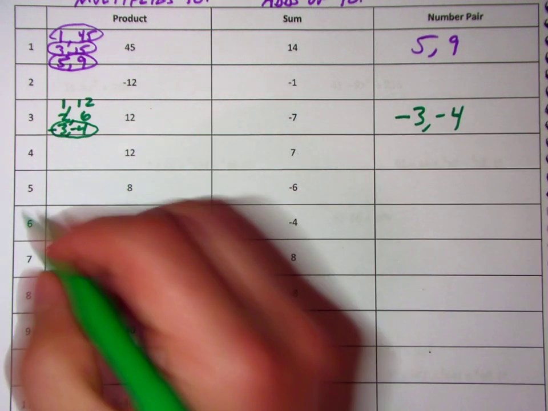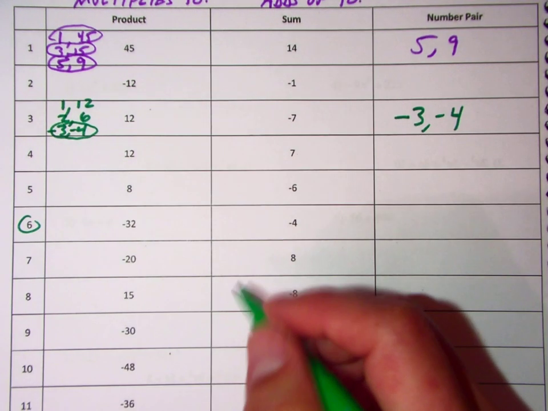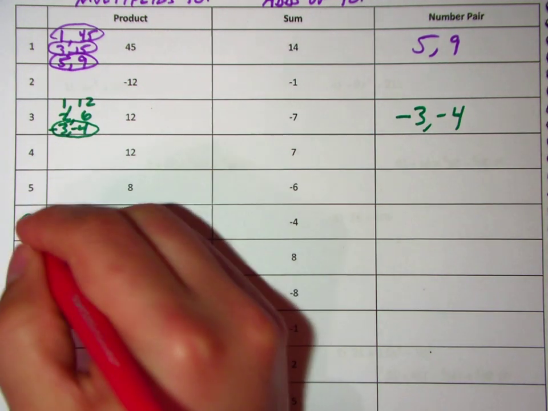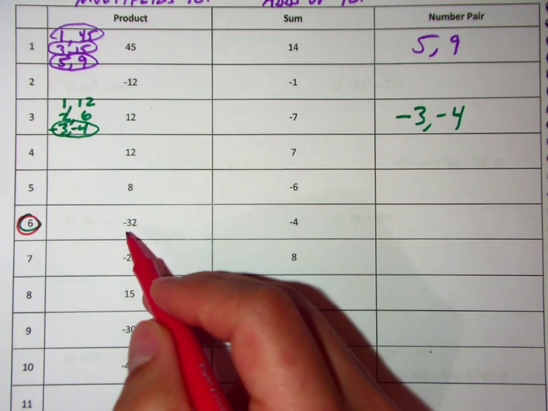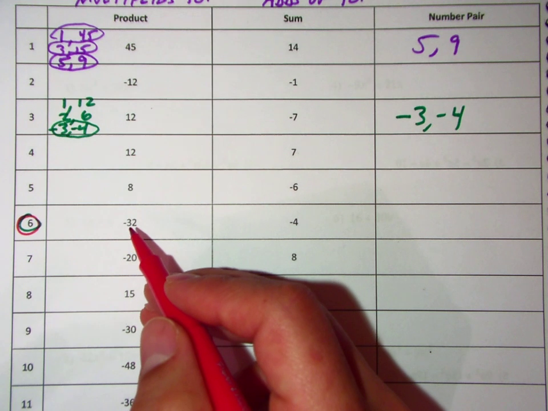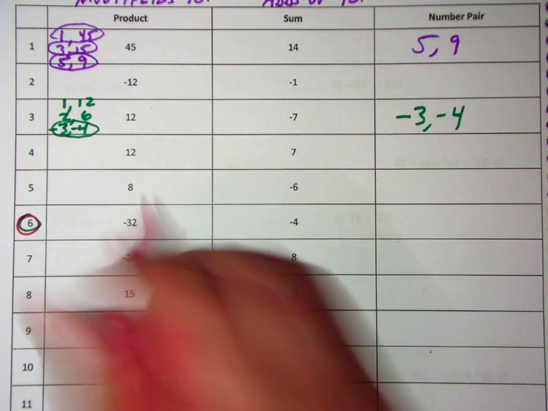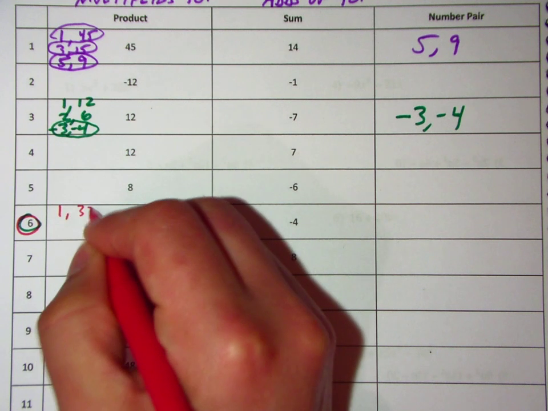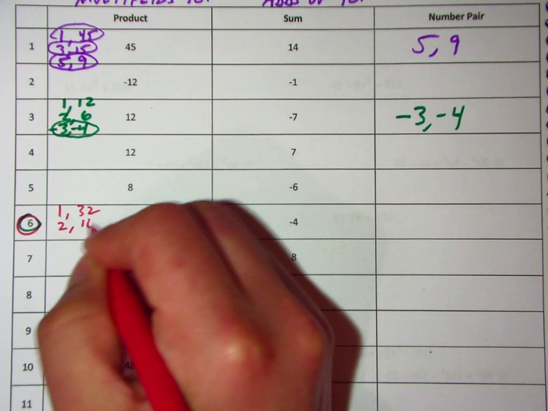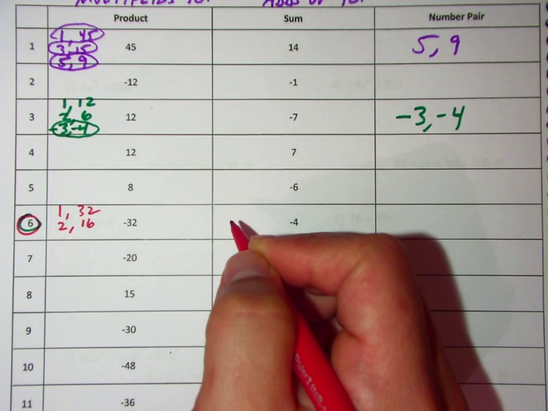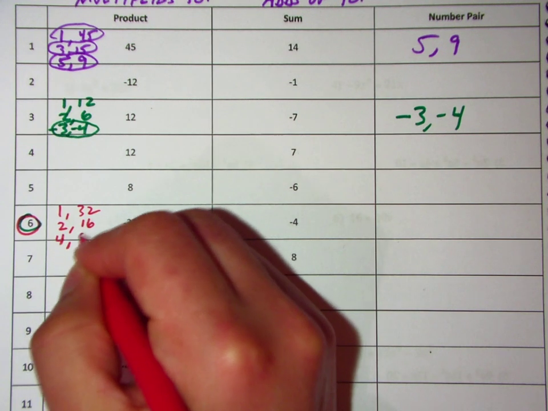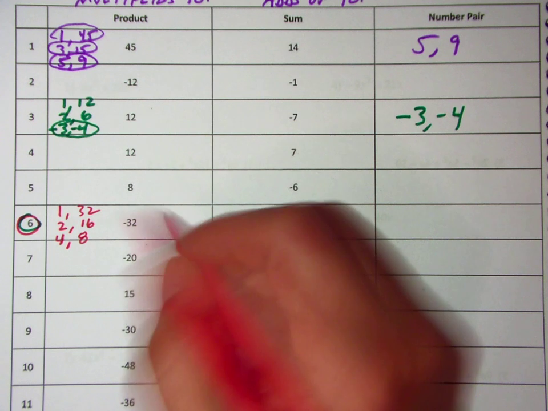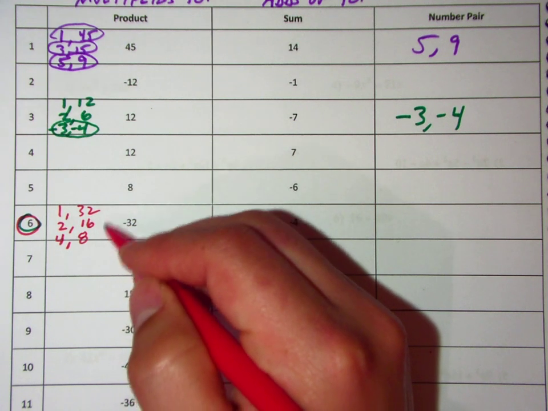Let's do number 6. Okay, let's do red for this one. All right, so 32. I would first ignore the negative, but just think about numbers that multiply to 32. So 1 times 32, 2 times 16, 3 does not work, 4 does, 4 times 8, 5 doesn't work, 6 doesn't work, 7 doesn't work. So these are actually the three pairs of numbers.